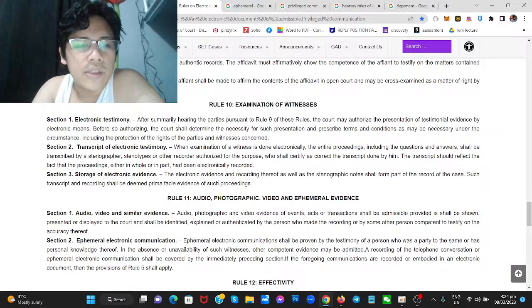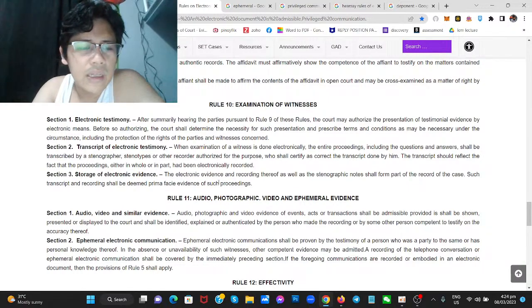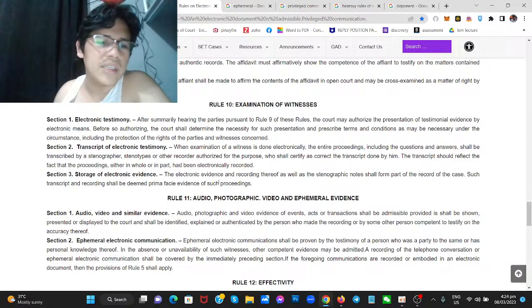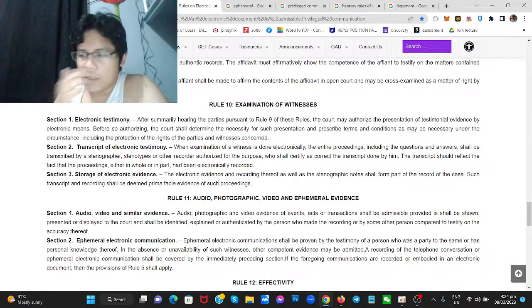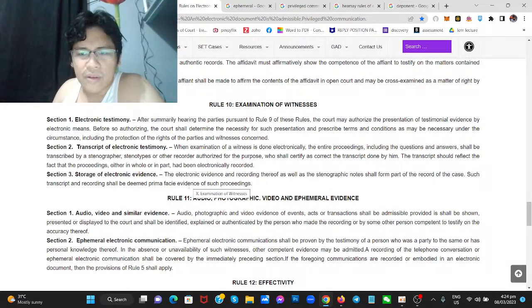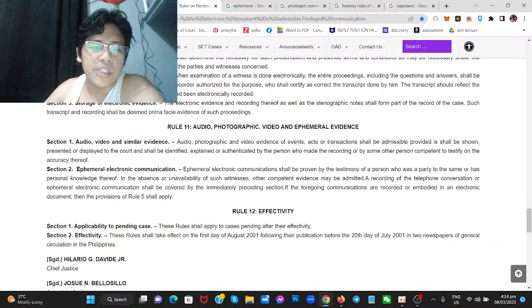This must be specified. The storage of electronic evidence: the evidence and recording thereof, as well as the stenographic notes, shall form part of the records of the case. So such recordings shall be deemed prima facie evidence of such proceedings. Even the stenographic notes of what has transpired in the electronic evidence are deemed recorded in the case.